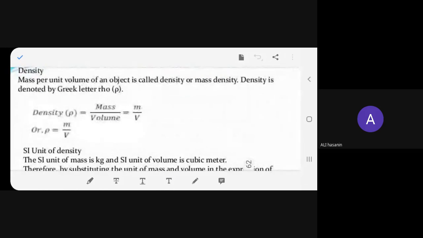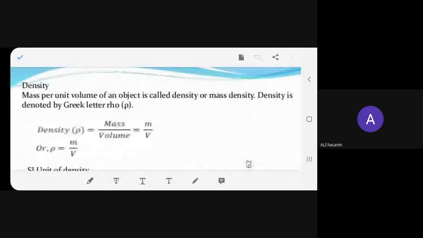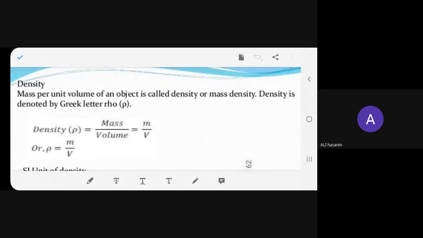Same thing in a different manner. Mass per unit volume of an object is called density or mass density. Density is denoted by the Greek letter rho. So how do you write rho? Like this. Okay, this is how you write rho. Density means rho is equal to mass by volume, or rho is equal to m upon v.